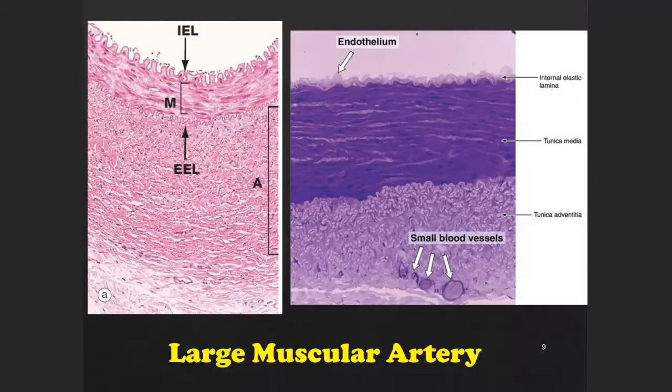Our arterial system. In the arterial system, this is your large muscular artery. This is your internal elastic lamina. This is your external elastic lamina, or also called tunica adventitia, and this is called tunica media. So this is your medium layer, this is your internal layer, this is your external layer. So internal elastic lamella, then tunica intima, then tunica media, and this is your tunica adventitia. Okay, so these all layers would be there.